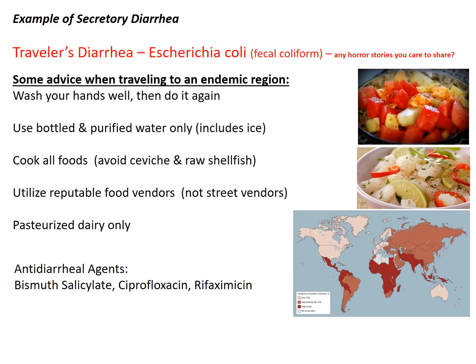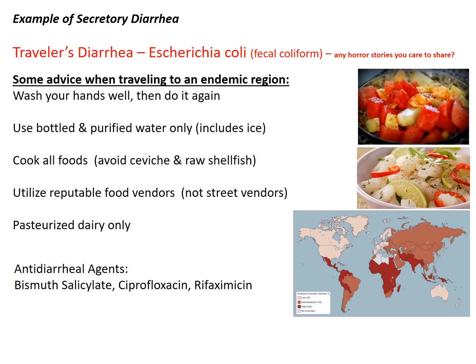Treatment of this type of diarrhea is usually effective with oral hydration. Bismuth salicylate, Pepto-Bismol. That bismuth actually has antimicrobial effect to it. Ciprofloxacin, and a newer drug, rifaximin has also been used in treating individuals with traveler's diarrhea.